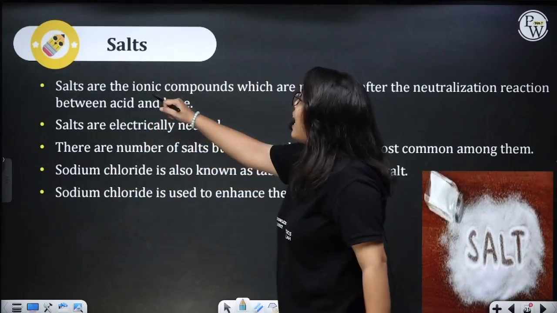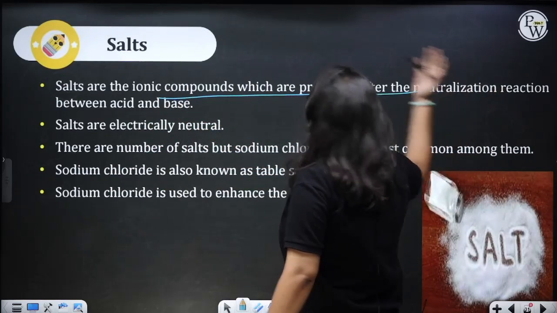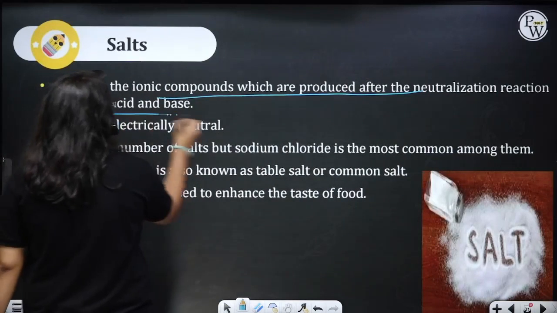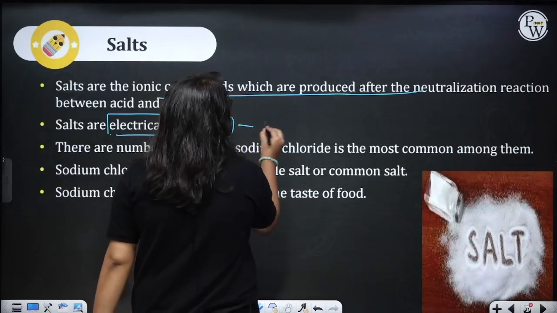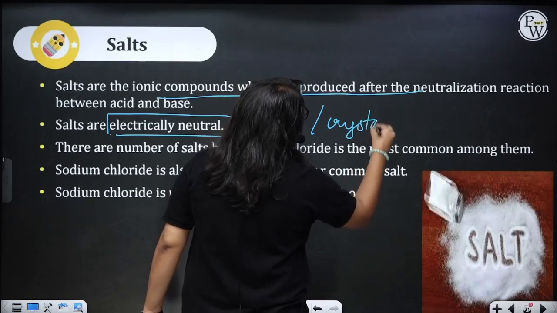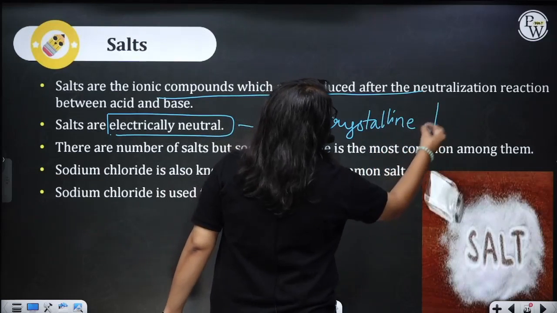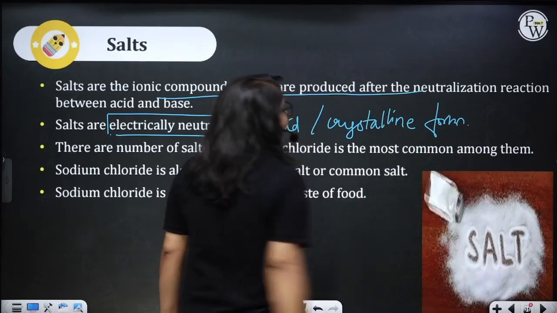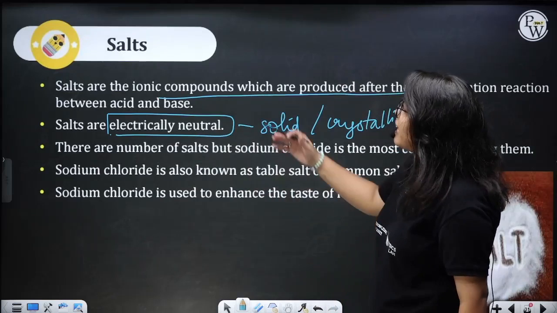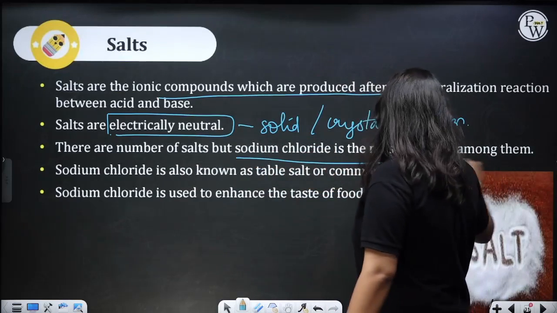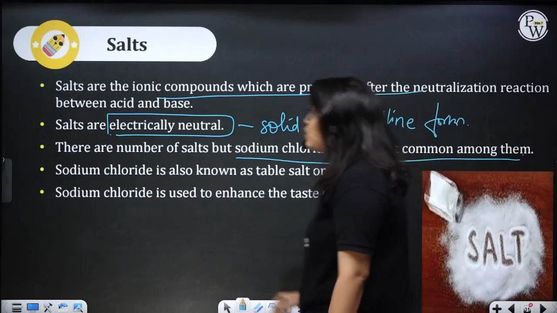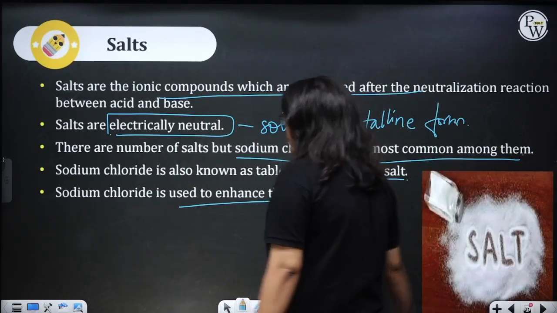So salts are ionic compounds which are produced after the neutralization reaction between an acid and a base. And salts are electrically neutral in their solid or crystalline form. However, in their molten or aqueous form, they are electrically very, very active. There are a number of salts, but sodium chloride is the most common among them, and that is why it is known as common salt.